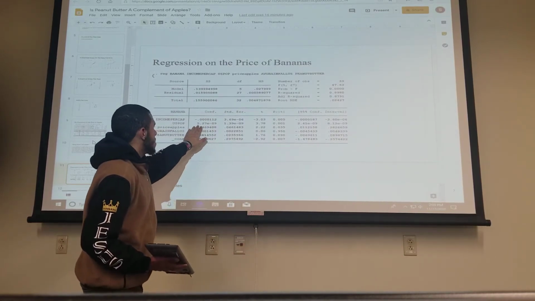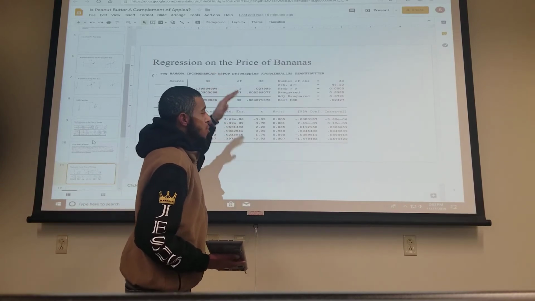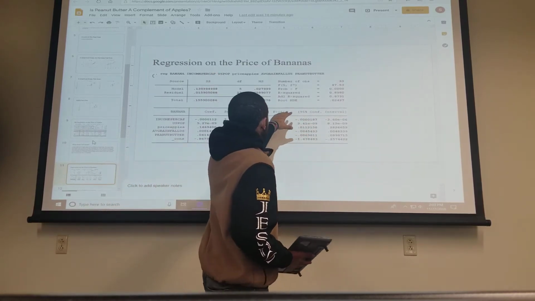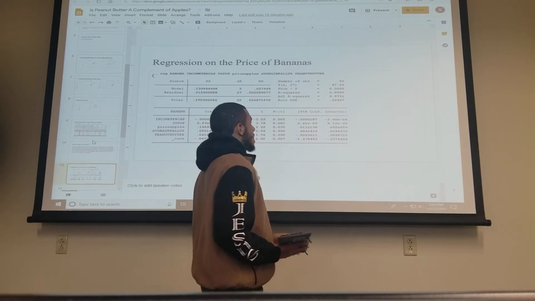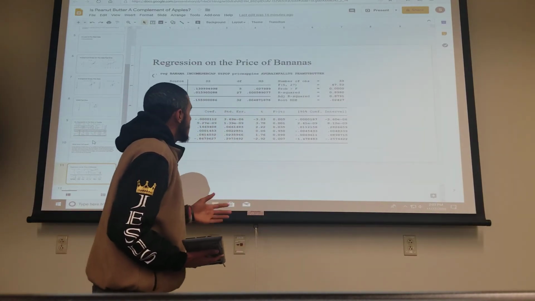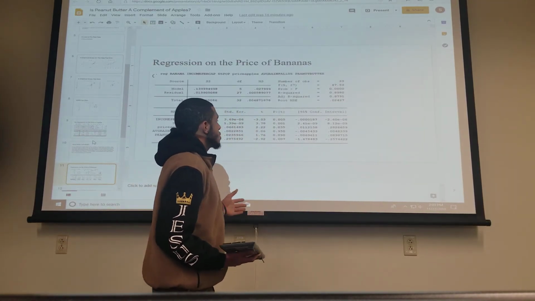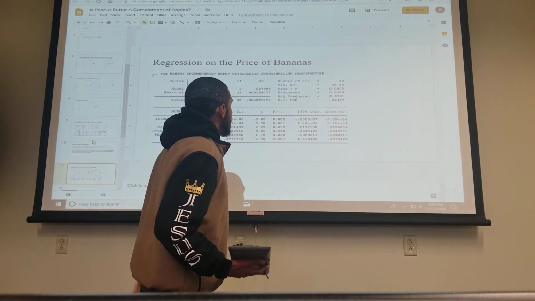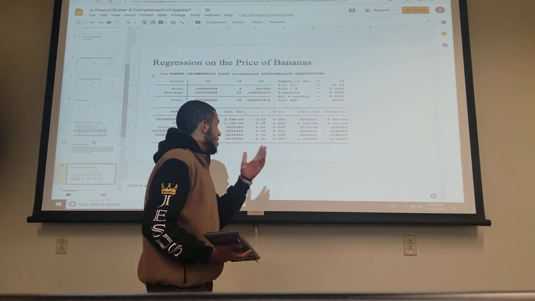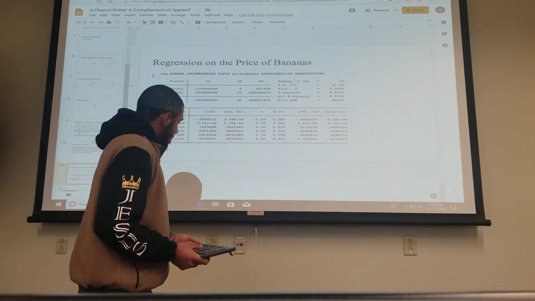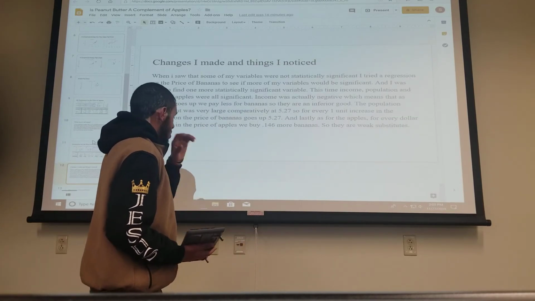It should actually have been positive. When population goes up, we expect people to buy more apples, not less. And so our R-squareds were a bit lower, again, but our goal was not to explain all of the variability, so try and explain a relationship between fruit and peanut butter as complements and something like this. So moving on, we'll go ahead and take a look at the explanations of the coefficients.